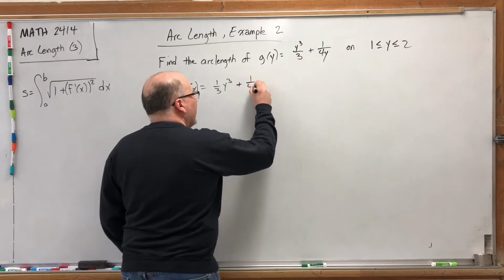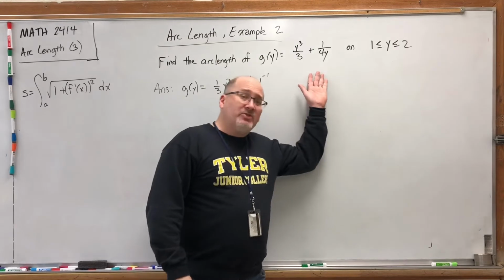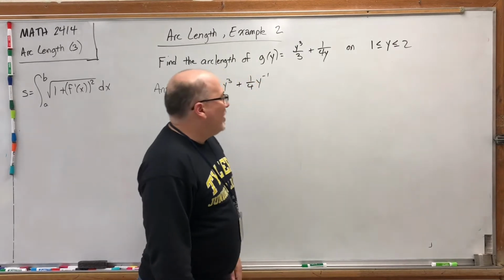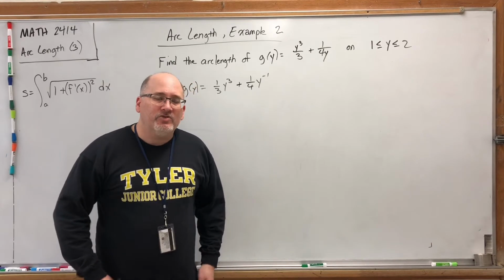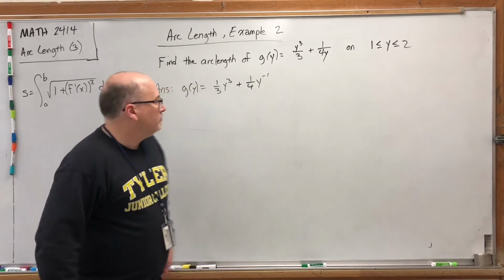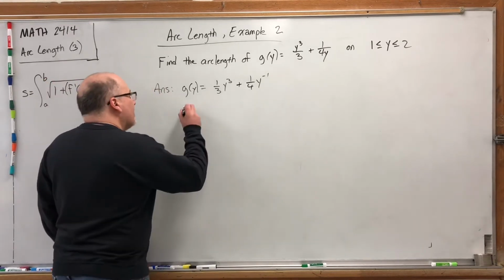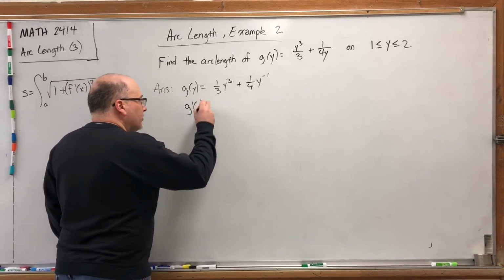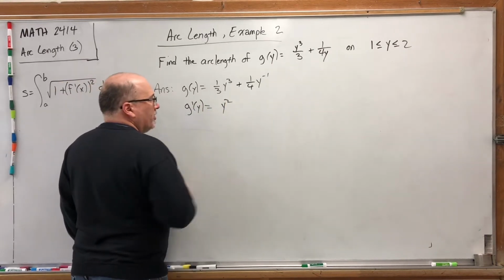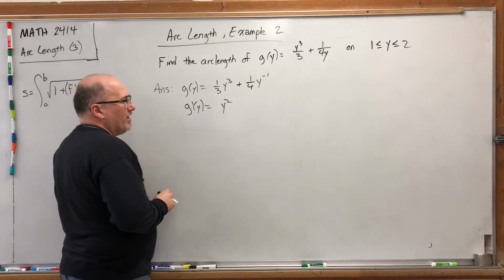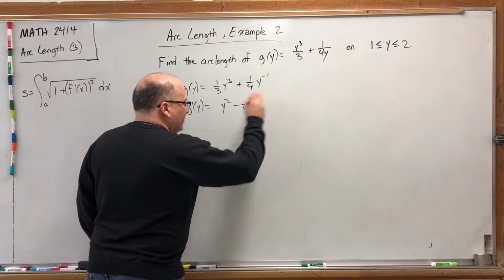Do you have to do that? No. Do you really want to use the quotient rule on this? You could. But why use the quotient rule when I can just move the exponent up top, make it negative, and just use the power rule? Alright, so after rewriting our function in terms of powers, then we can take the derivative. The derivative of 1/3 y to the third is just y squared. And the derivative of 1/4 y to the negative 1 is negative 1/4 y to the negative 2.